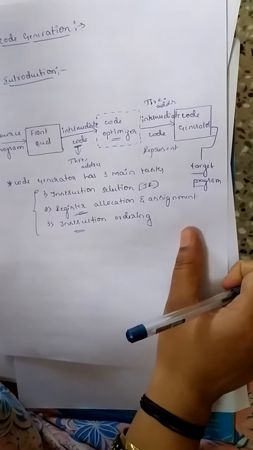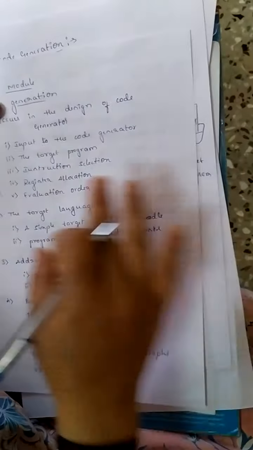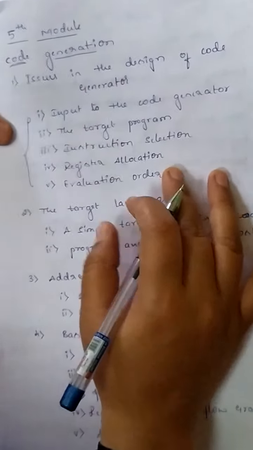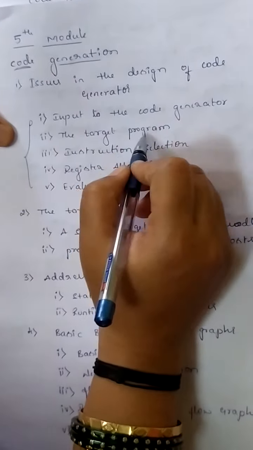The first topic in the code generator is issues in the design of the code generator. These are the 5 different issues while generating the code or designing the code. First one is input to the code generator, the target program, instruction selection, register allocation, evaluation order. This is a very important question. This topic we'll discuss in the next video.